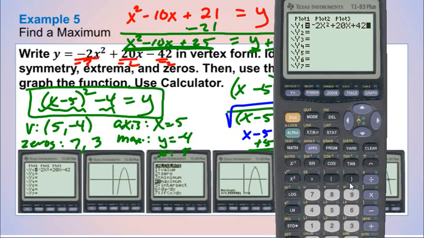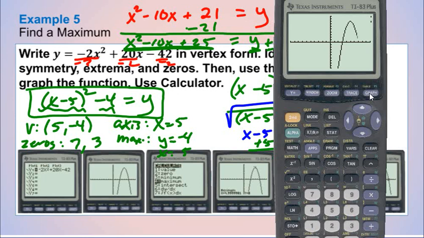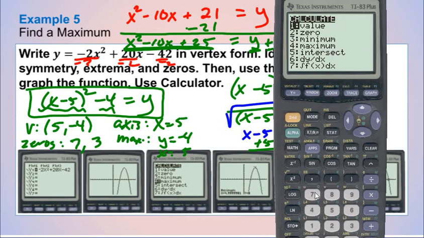So you can either put it as vertex form or standard form, it'll still show the same thing. Let me go back to here. Negative 2x squared plus 20x plus 40. There should be a minus 42. So minus 42. Then graph it. There we go.